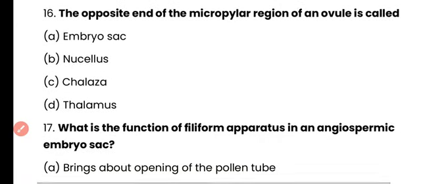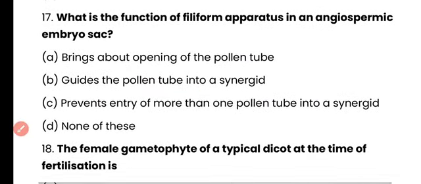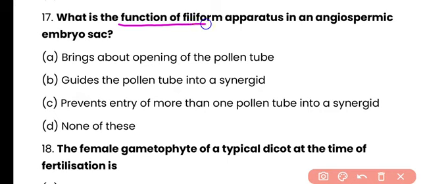Question number 16. The opposite end of a micropylar region of an ovule is called embryo sac, nucellus, chalaza, thalamus. Correct answer is option C. The opposite end of the micropylar region of an ovule is known as chalaza, and pollen tubes enter through this part. Question number 17. What is the function of filiform apparatus in an angiospermic embryo sac?